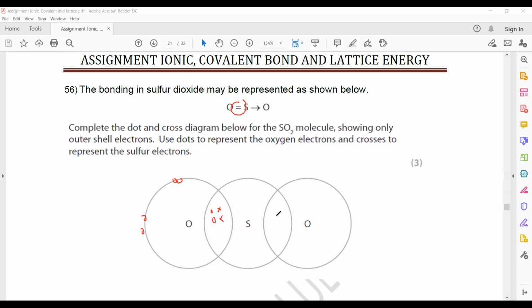But for sulfur, because one is a dative bond and both electrons are from sulfur, it will be left with a pair of electrons. So both oxygens are stable, but what about sulfur? 1, 2, 3, 4, 5, 6, 7, 8. So sulfur is also stable. So this is how we represent it: one of them is a dative bond, another one is a double covalent bond. Is this structure clear? Structure of sulfur dioxide.